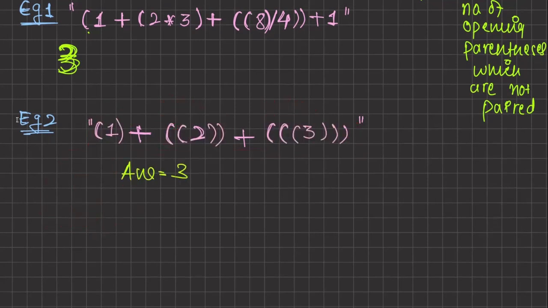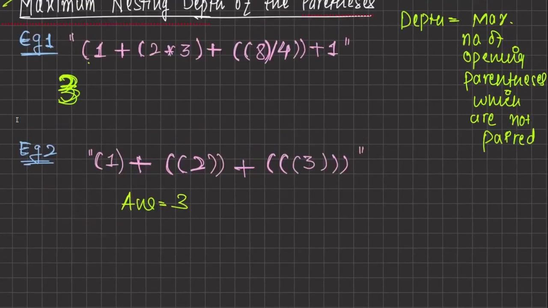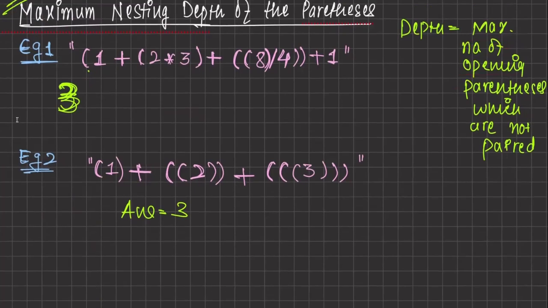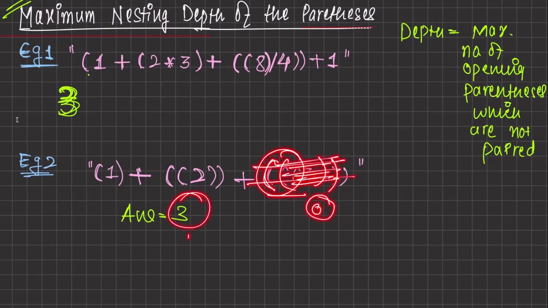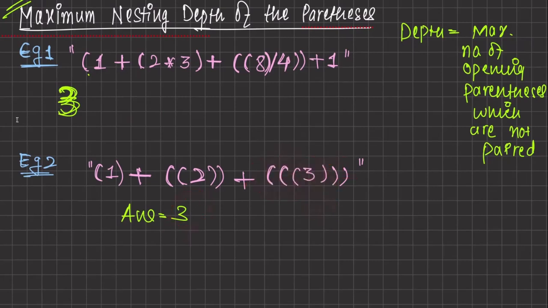So what we can understand is the number of opening parentheses which are not paired. We can understand it in any way, but in easy language, I can think of it as the number of opening parentheses which are not yet paired. So for example, these three are not yet paired, but after they get paired, it becomes 2. Now it becomes 1 because only 1 is left. Now 0 are left, so 0. So at max, answer is 3, right? So this is the idea.